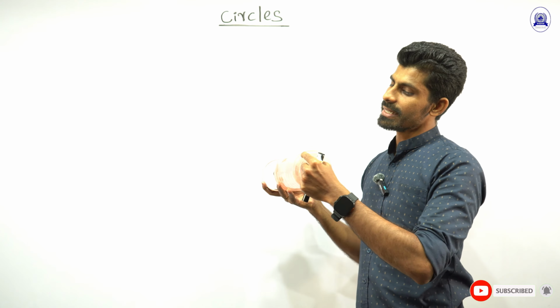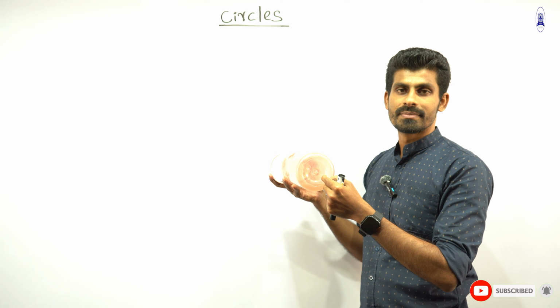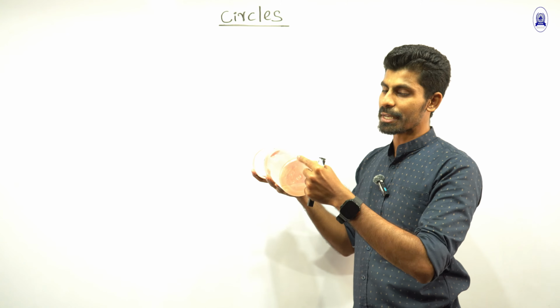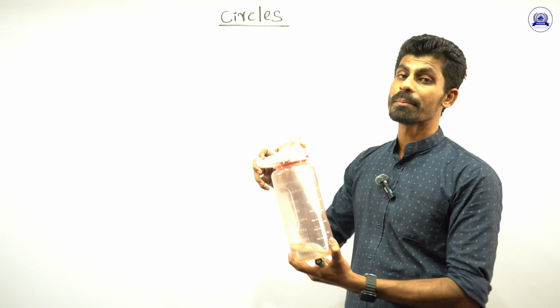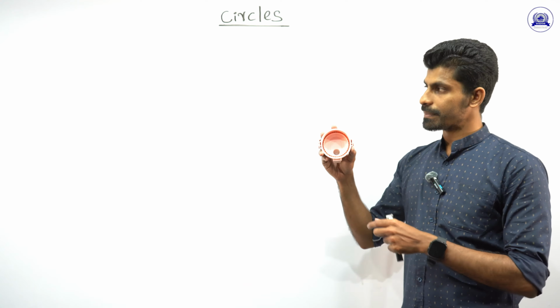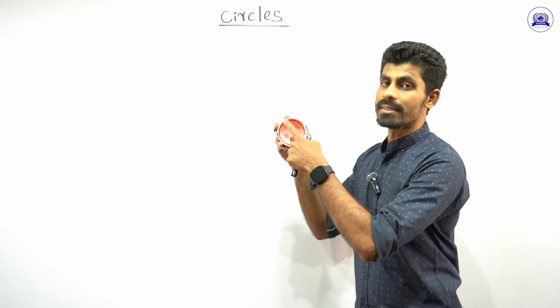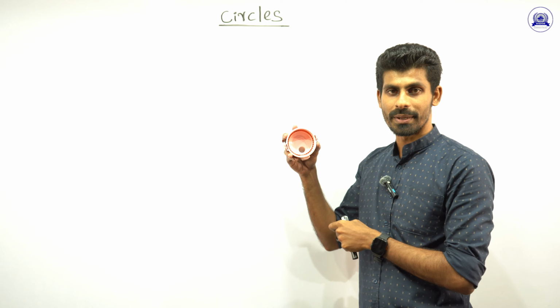Look at this one, circle shape. Look at the lid, right? Circle shape is there. So this one is called a bottle lid. I'm taking that lid, right? Look at this one. That one is also a circle shape. So you can see there is a circle shape on this one.